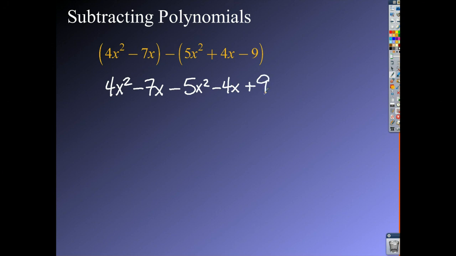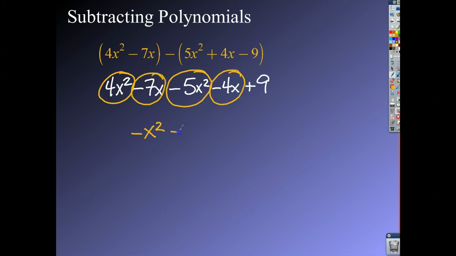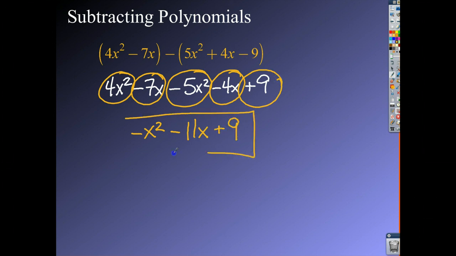Then I'm just going to find my like terms, okay? So I have a 4x squared and a negative 5x squared. So that's going to be negative x squared. Negative 7x, negative 4x, that's going to give me negative 11x. And then finally, the last part is I have positive 9. And I'm going to simplify. And there it is. Okay.